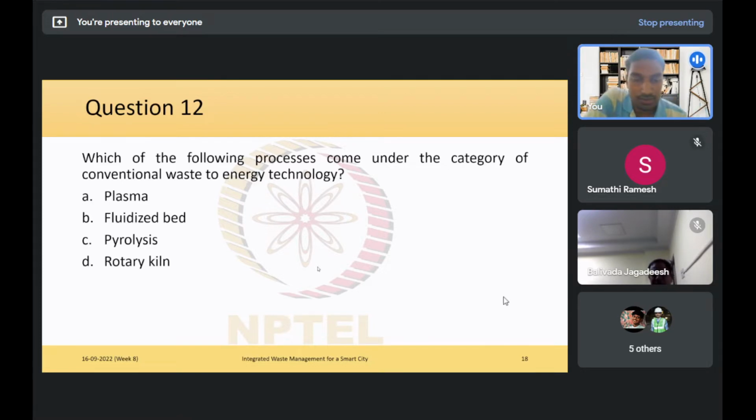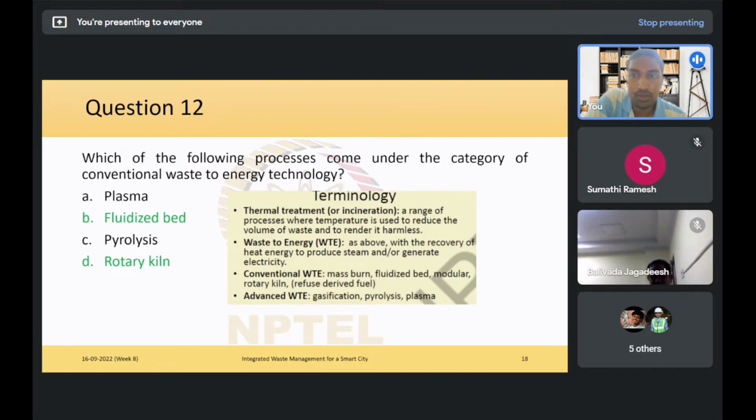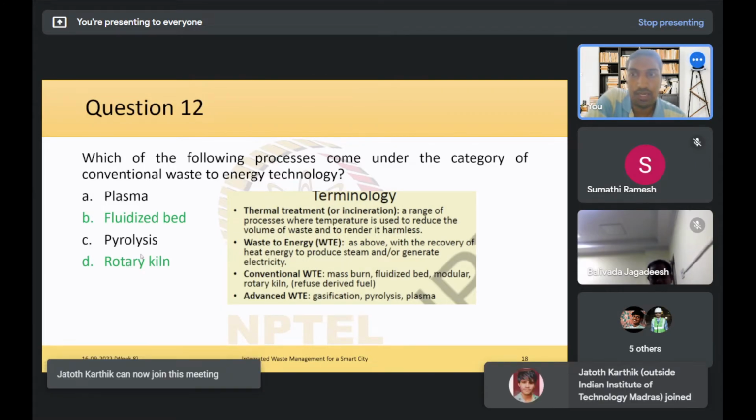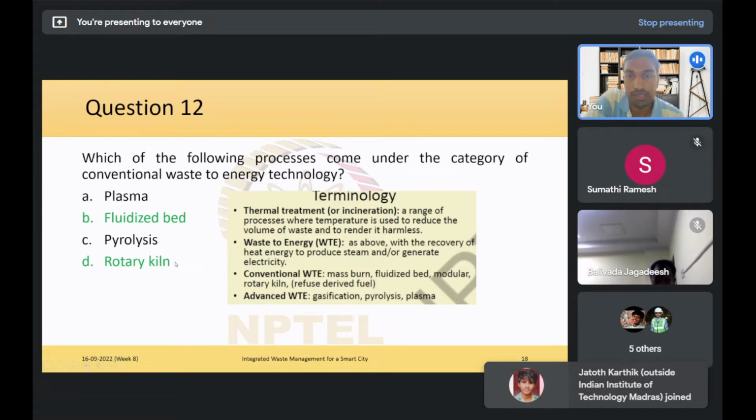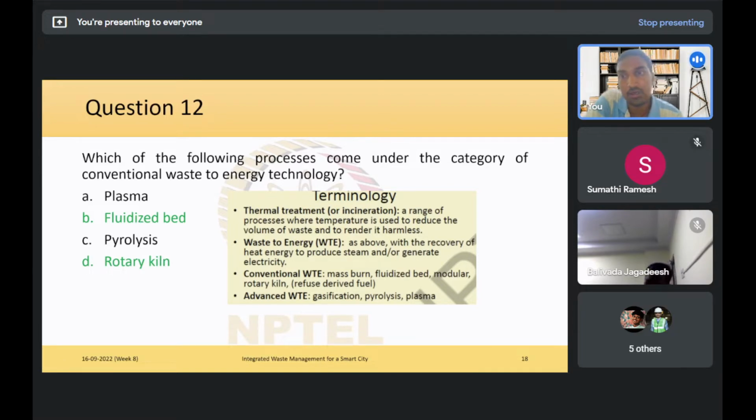Okay, so let's take a look at the correct answer. It is actually both B as well as D. We looked at plasma, pyrolysis and gasification in one of the previous questions. These are advanced techniques. Whereas when we talk about conventional techniques, it is the fluidized bed as well as the rotary kiln that we just discussed previously. So these are what we have been using conventionally.